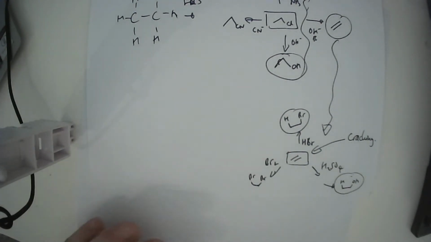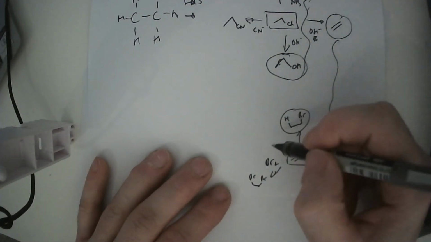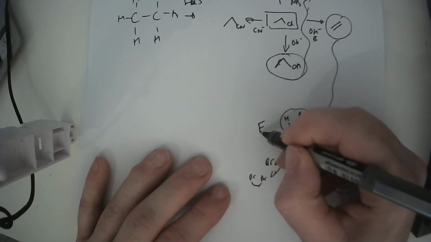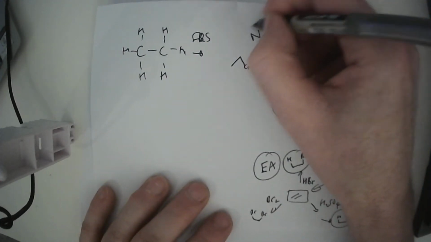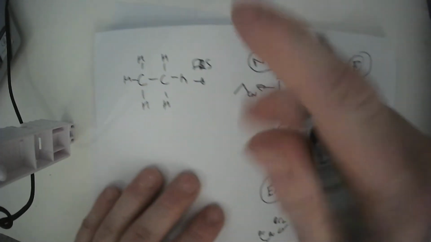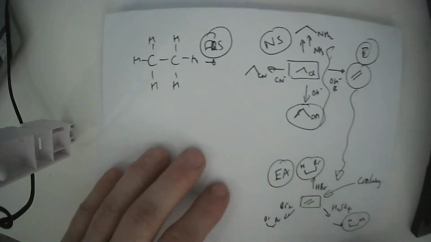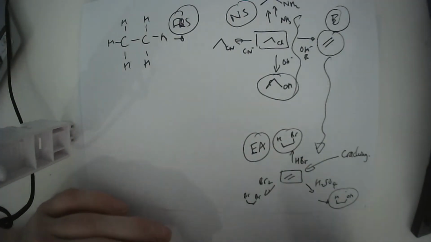So, by this stage, we've made alcohols a couple of times. We've done electrophilic addition. We've done nucleophilic substitution. We've done elimination. 1, 2, 3 mechanisms that you need to know, and free radical substitution, a 4th mechanism, which doesn't need any curly arrows. So there are 4 mechanisms so far.